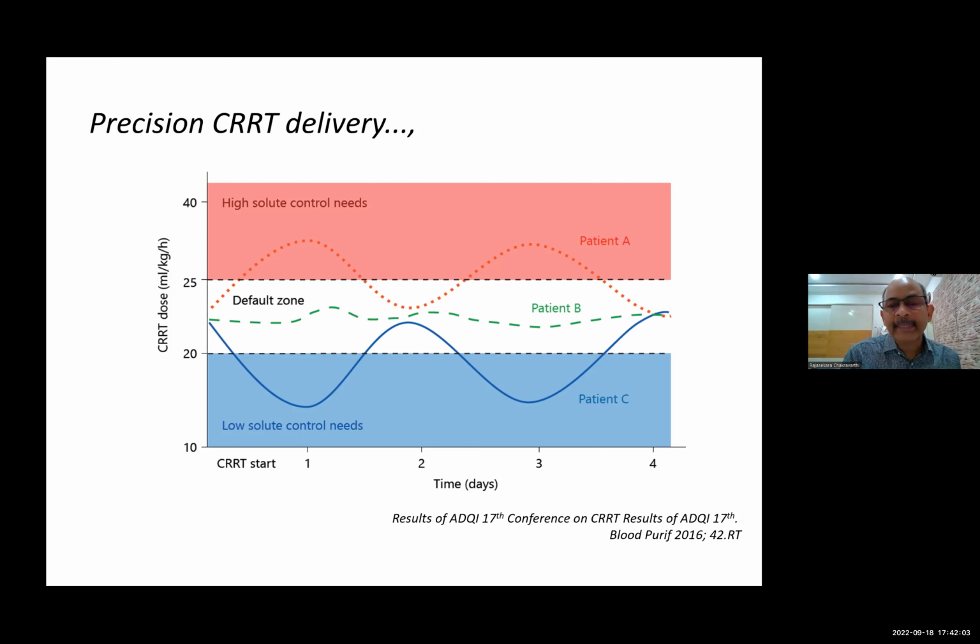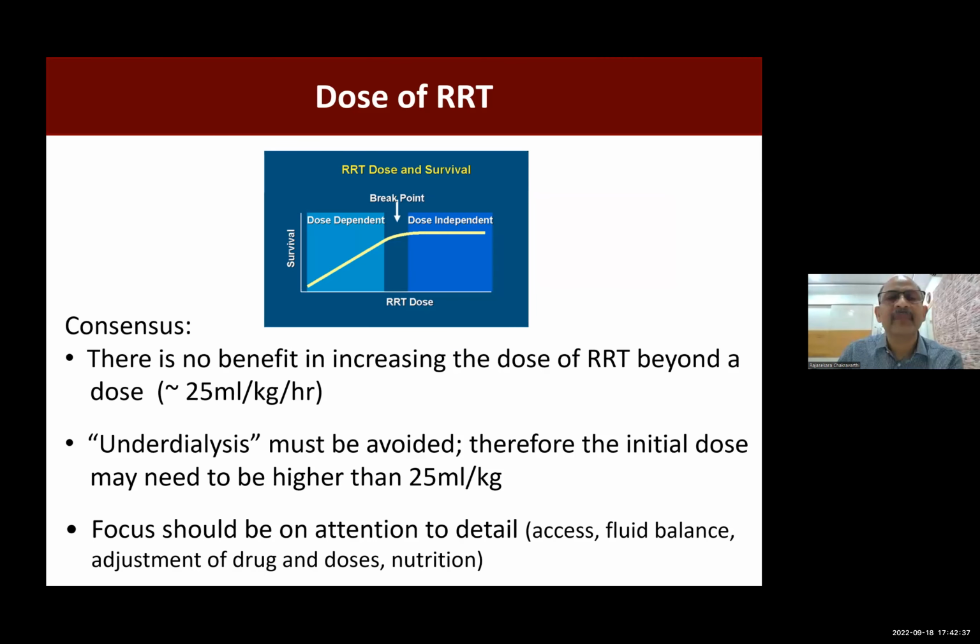Subsequently, next day or the third day, you see that the patient's solute need has changed. The patient has some urine output. He's not hypercatabolic. You don't want the same dose that you prescribed on day one. So what we suggested was a default zone, which will be on the day of starting. Next day, when you see the patient, you can change the prescription based on the patient's milieu, metabolic levels, and other things. So precision CRRT talks of a default dose and changing the dose or prescription every day based on the patient's need. So is there consensus on CRRT dosing?